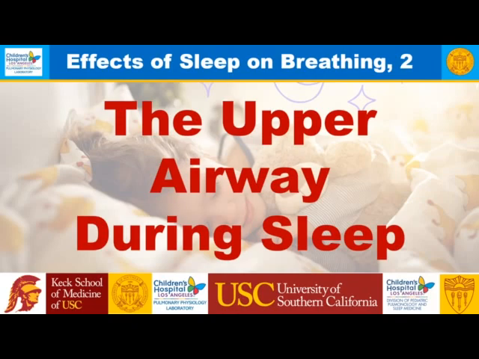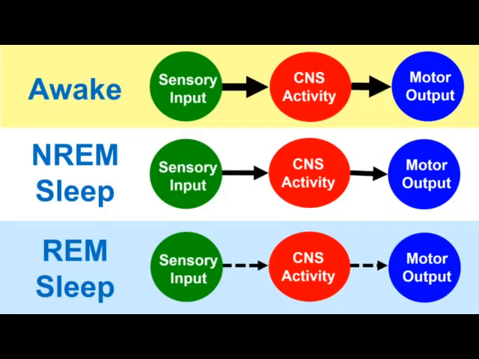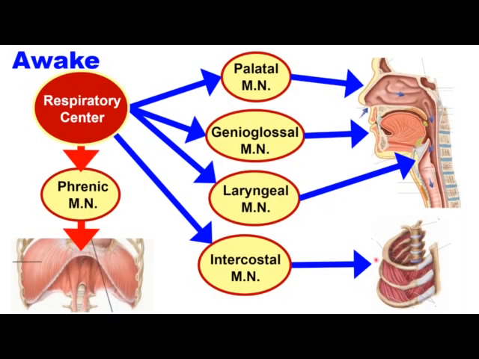Let's talk about the upper airway during sleep. So again, we talked about this. Any neurologic process, sensory input, CNS activity, motor output, these connections are greatest or most robust while awake, decrease slightly during non-REM sleep, and decrease significantly during REM sleep. And that's shown again here. So now we're talking about the upper airway.